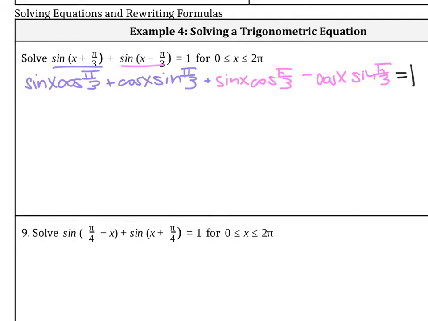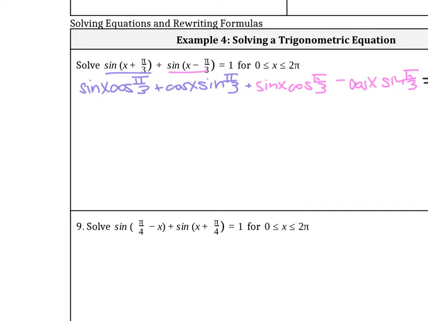Okay, so looking at this now, we have to look at what pi over 3 is. Pi over 3 on the unit circle is about 60 degrees right here. So we want to know what our x and our y value is. Hopefully, you're starting to memorize these values. So let's look at pi over 3. It's here, that's about 60 degrees.